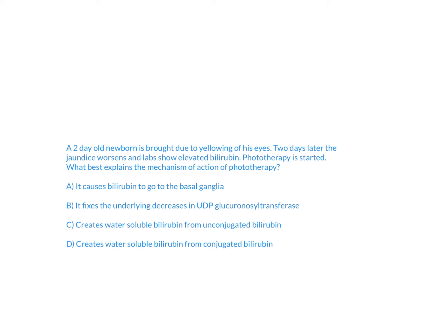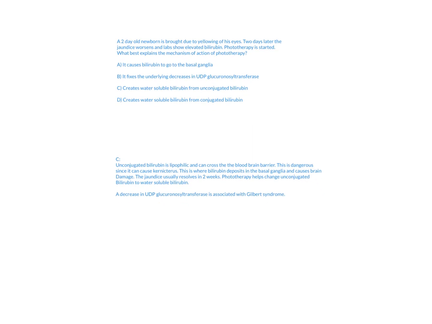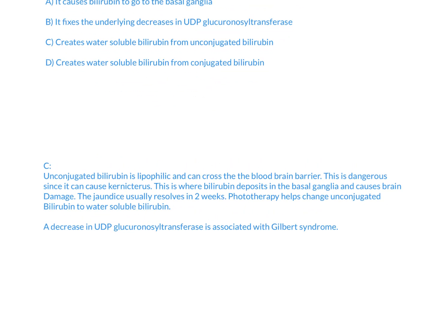Okay, so the answer is going to be C. Creates water-soluble bilirubin from unconjugated bilirubin. So for this one, the problem with bilirubin and why it's important is not just because it worries the parents, because obviously if their child's eyes become yellow, then they're concerned about it.